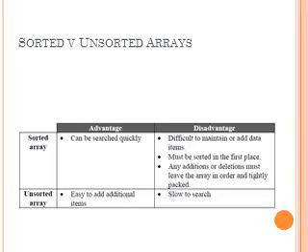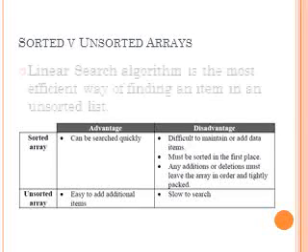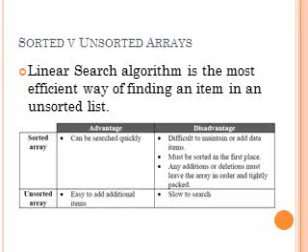With sorted versus unsorted arrays, as I was saying on the last slide, linear search does work best with unsorted arrays, where you know the length of them. So it's the most efficient way of finding an item in an unsorted list. At higher, you only really need to be able to use unsorted arrays, but you do need to know the theory behind sorted arrays. That's something that comes in at advanced higher.